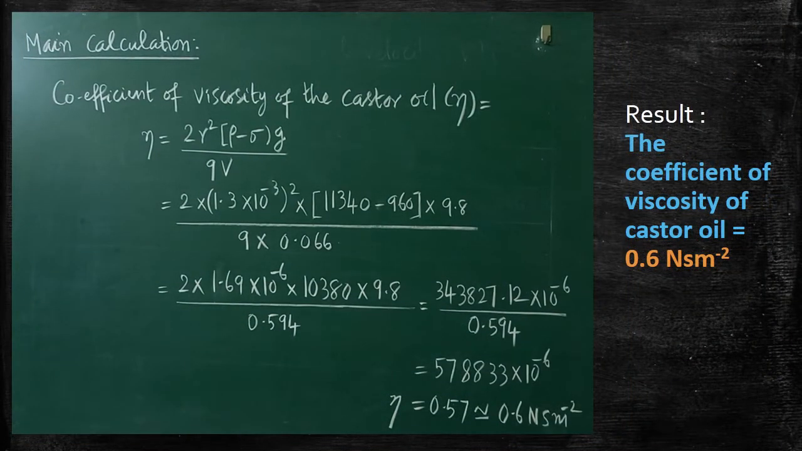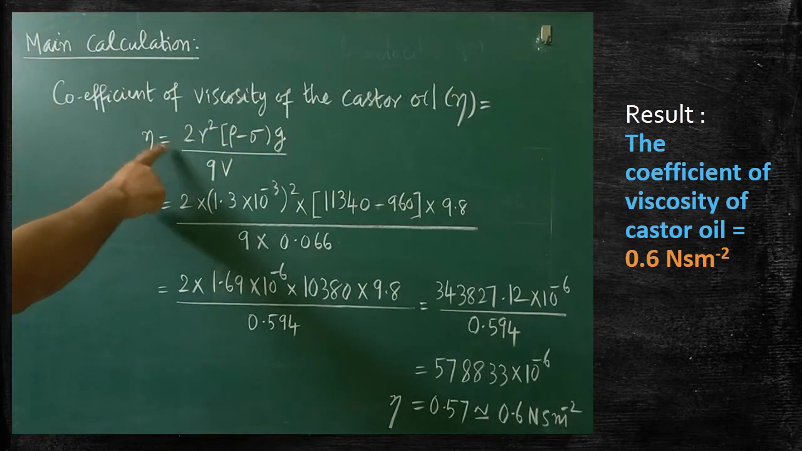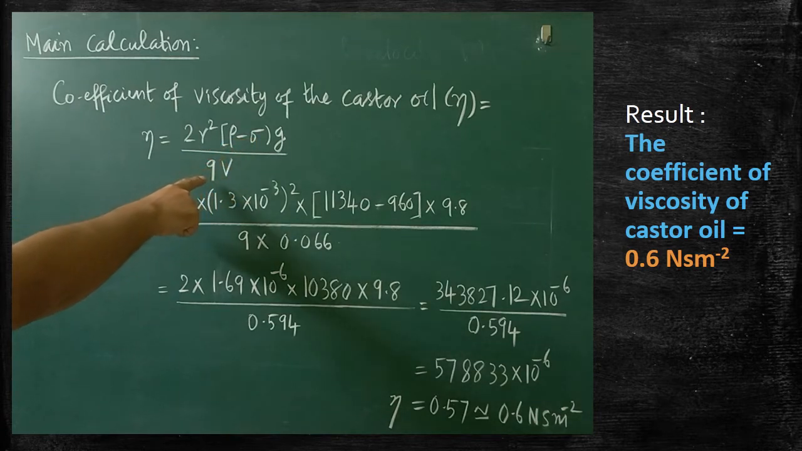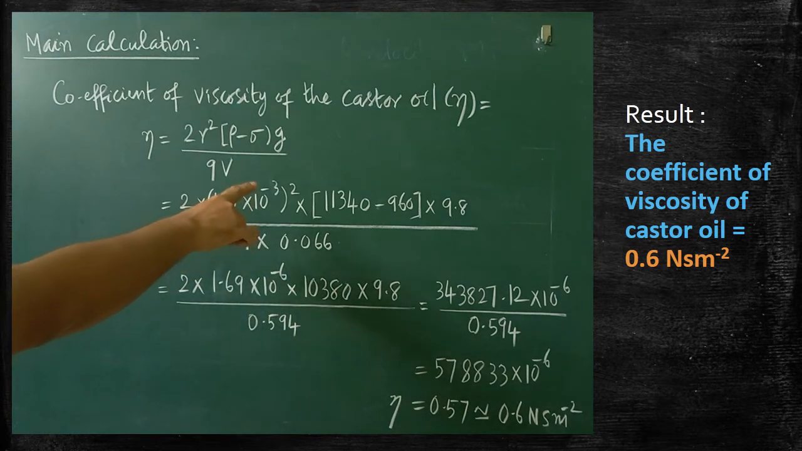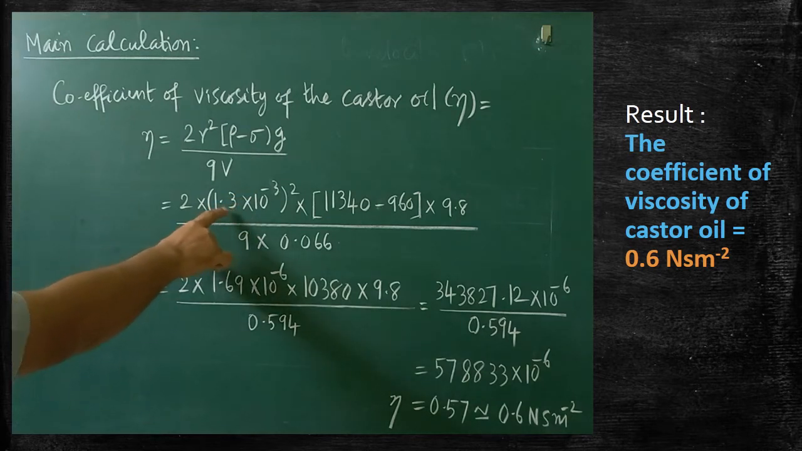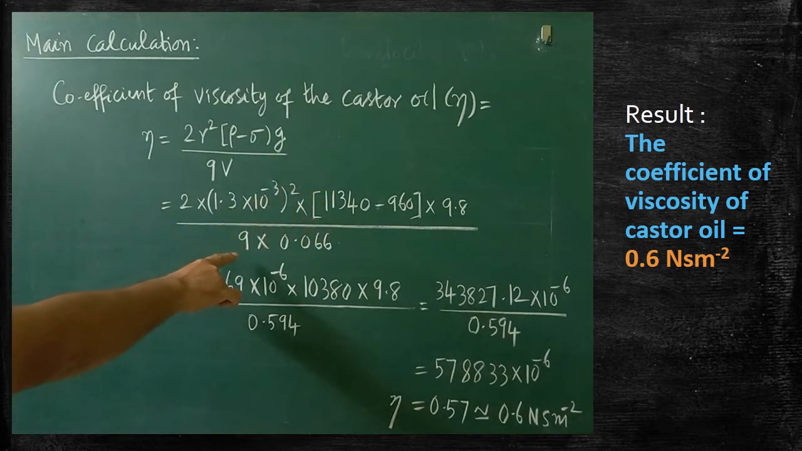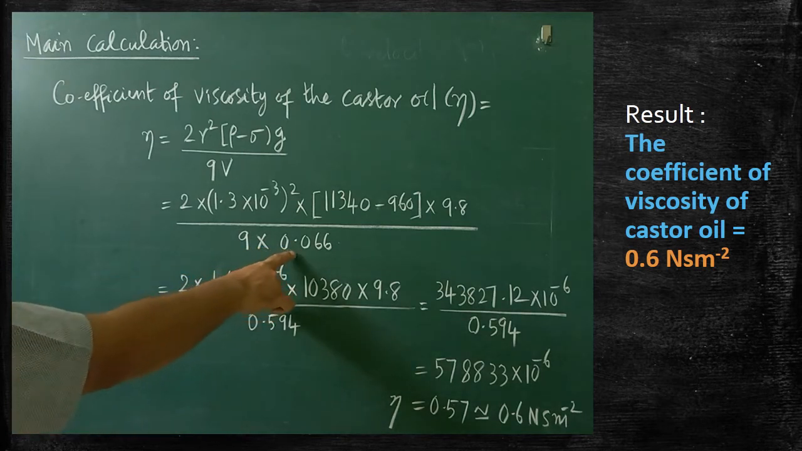Finally, we are going to calculate the coefficient of viscosity of the castor oil. The formula is eta is equal to 2r square (rho minus sigma) g, where g is the acceleration due to gravity, divided by 9 into terminal velocity v. Substitute all the values. 2 into (1.3 into 10 to the power of minus 3) whole square. This is the radius of the lead shot. And then the lead shot density and castor oil density are both substituted there, into 9.8, divided by 9 into the terminal velocity, which was already calculated from the table, that is substituted here.